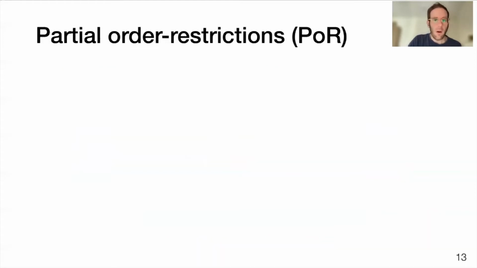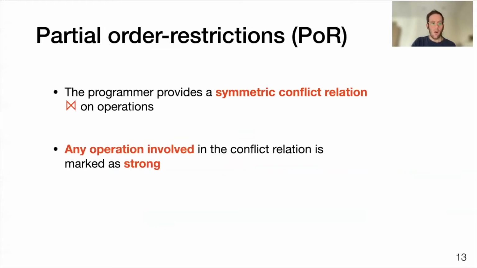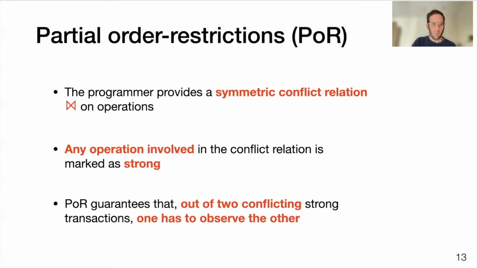So POR proposes to solve this by allowing clients, as we said, to execute a particular operation under strong consistency. And to this end, the programmer provides a symmetric conflict relation on operations. Any operation involved in the conflict relation is marked as strong. And POR guarantees that out of two conflicting strong transactions, one has to observe the other.